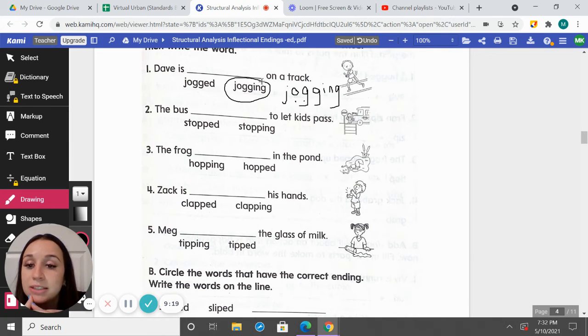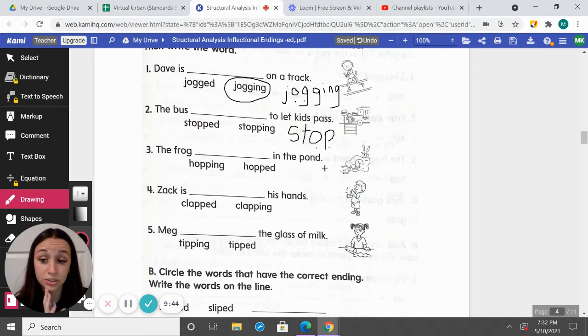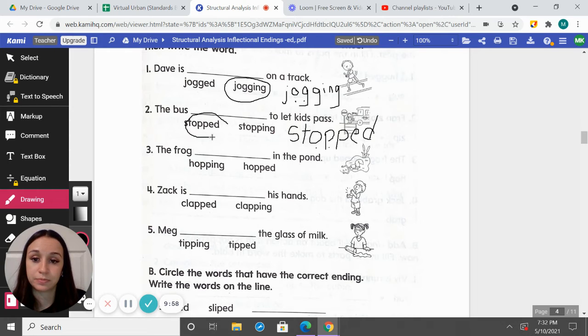Number 2, the bus stopped to let kids pass, or the bus stopping to let kids pass. We would say the bus stopped, past tense, that ed, to let kids pass. Well, we have that root word stop, and stop ends with a vowel, O, and then a consonant. So we know to make stopped or stopping, we would need to double that consonant, so another P. And then since we're saying in the past, we add E-D, stopped.